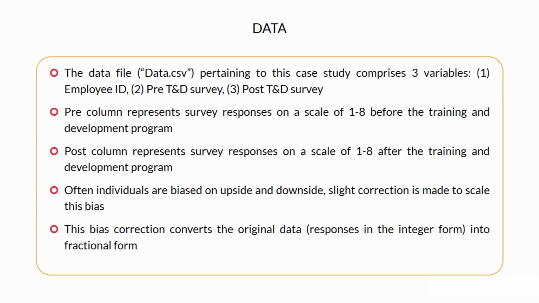Both of these variables are extremely important from the analysis perspective. Very often, individuals are slightly biased in their responses. Some are biased on the upside, while others are biased on the downside. Based on the response of these individuals to survey questions, their responses are corrected for this bias. This bias is corrected through scaling the data, and that is why the final data is in the form of fractions, unlike the original data, which was collected in integer form on a scale of 1 to 8. We'll analyze this data using our programming language.